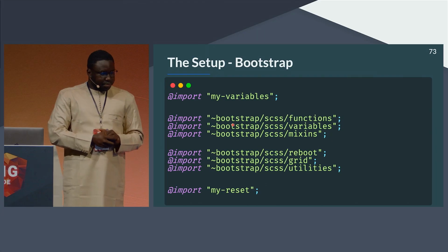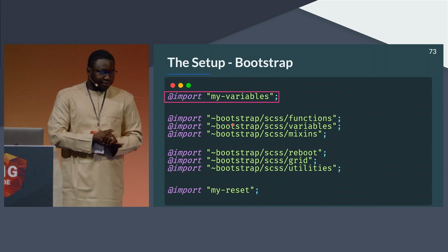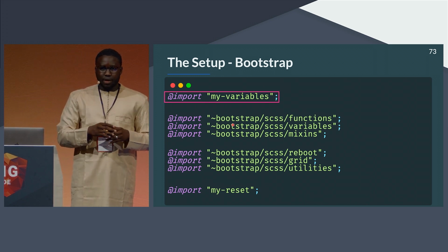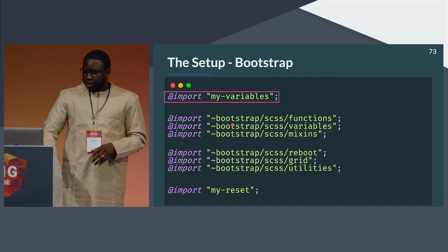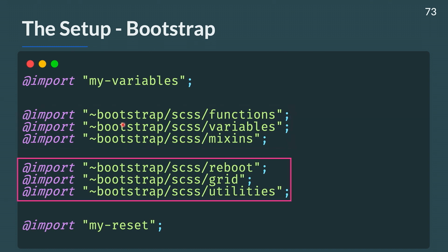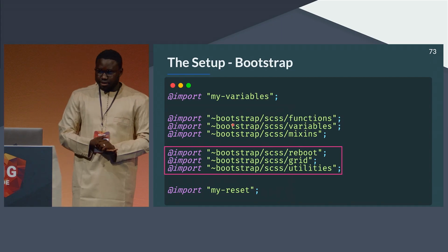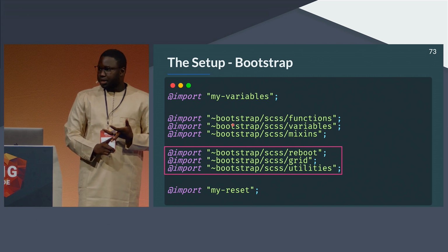So how to achieve that? The setup is simple. For Bootstrap, I have a file that defines some variables. It will help me customize, for example, the grid breakpoints. Then I import some Bootstrap functions, variables, and mixins. And this won't generate any CSS, but it will be used inside the following sets of files. So I import the Bootstrap Reboot, the Bootstrap Grid, and the Bootstrap Utilities.